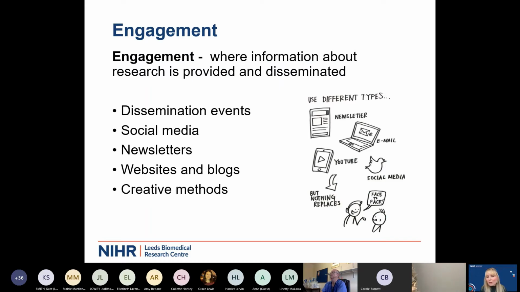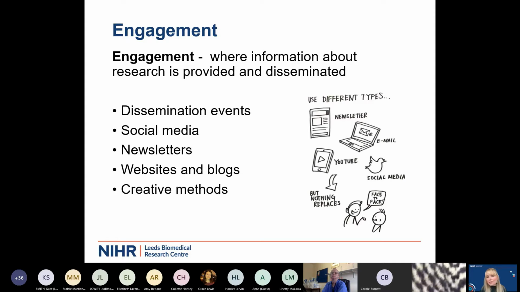Engagement is much more about how we tell people about your research and let them know what you found out through your research. So that can be through dissemination events. So some of you might have been involved in our Ask the Researcher events. You can use social media. You can tell people about things through Facebook and through Twitter.